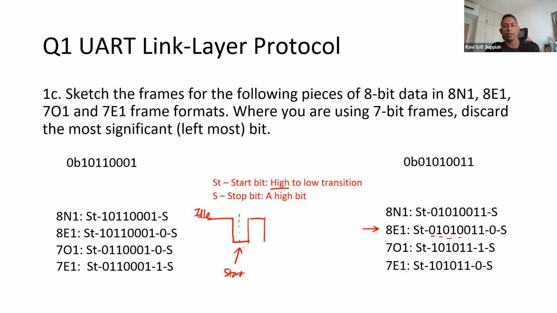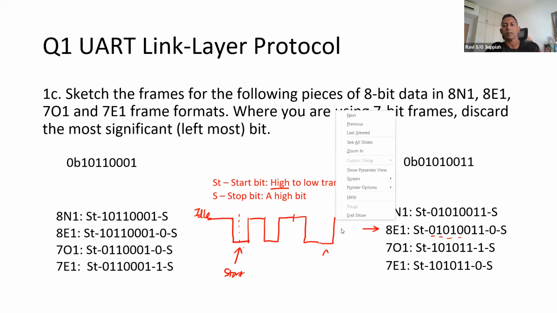Your data will come in, maybe 2, 1, something like that. Then eventually, after everything is done, maybe you have one more parity bit. And then finally you have a stop bit. The stop bit is always a high bit.